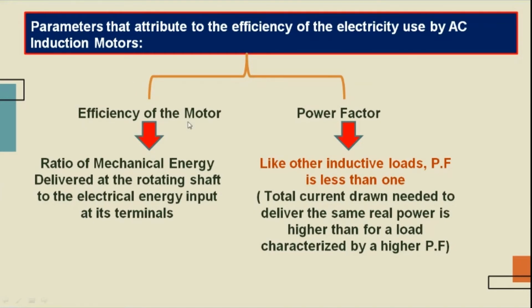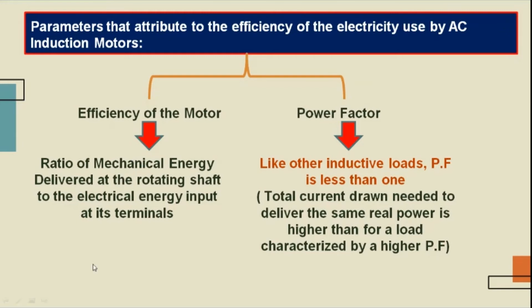The first is the efficiency of the motor, and the second is the power factor. Efficiency of the motor, if we want to define it, is the ratio of the mechanical energy delivered at the rotating shaft to the electrical energy input at its terminal. So in very basic terminology, we can state the efficiency of a motor as nothing but the ratio of the mechanical energy delivered at the rotating shaft to the electrical energy input at its terminal.